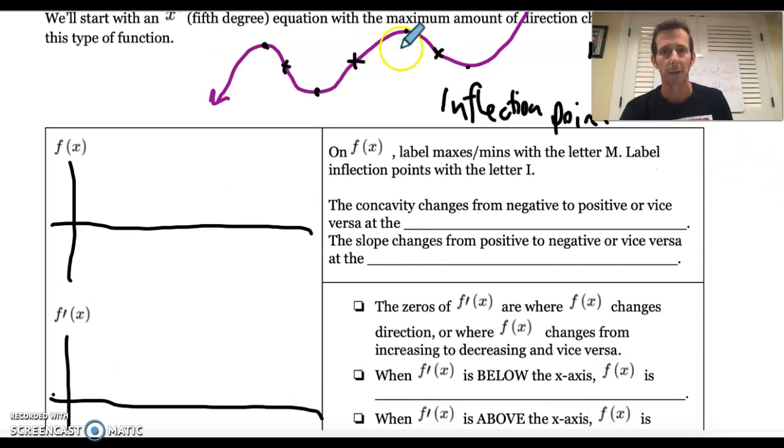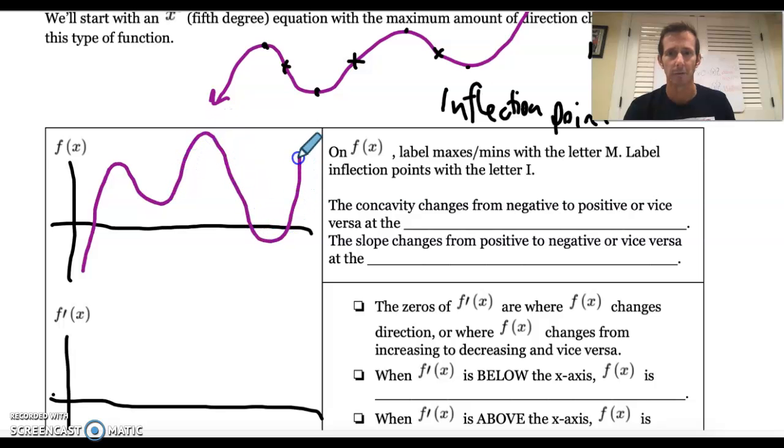So the first thing I'm going to do is put my fifth degree polynomial on there. I'm going to come up 1 turn, 2 turns, 3 turns, 4 turns, 5 turns. And it doesn't matter where my turns are or where I cross the x-axis. None of that matters. So the first thing we're supposed to do is on f of x, which is here, label the maxes and the mins with the letter M. Actually, why don't you pause the video and go through and label all your maxes and mins with an M, and label your inflection points with the letter I. And again, that's where you're changing from concave up to concave down. So go ahead and do that.